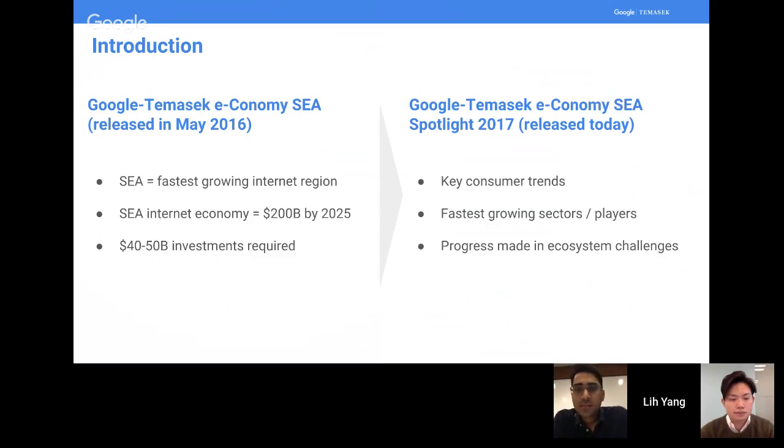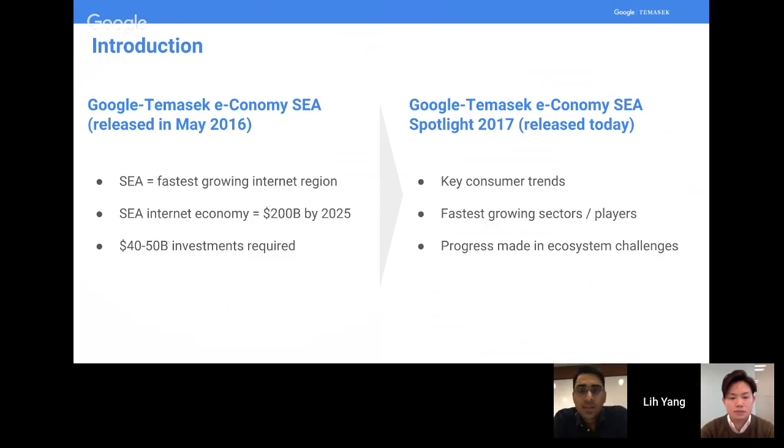So with that context, we went on to study all the emerging verticals that power the internet economy in Southeast Asia. And we launched our latest report in Q4 of 2017, which was the e-Conomy Spotlight. Spotlight because it's specifically focused on deep diving into a couple of industry verticals which have seen a lot of momentum. And we'll go in a second to which industries we are talking about as part of the e-Conomy initiative. And we also studied some of the fastest growing players across the sectors which are part of the internet economy and some of the key consumer trends which are driving all of this.